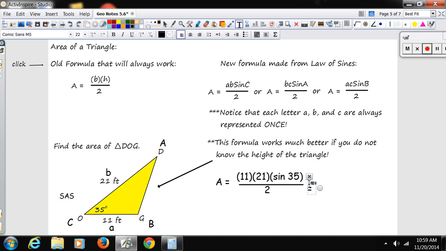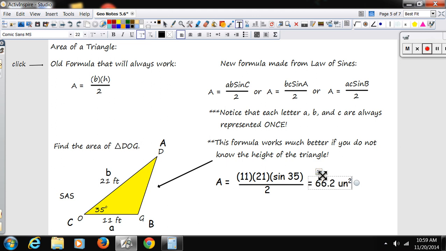So when you do that, plug it in just as you see it. It's no special trick. 11 times 21 times the sine of 35 equals, and I just plug it straight in. Then I get that divided by 2, and I get 66.2 square units. Area is always in square units, so you would put units squared.